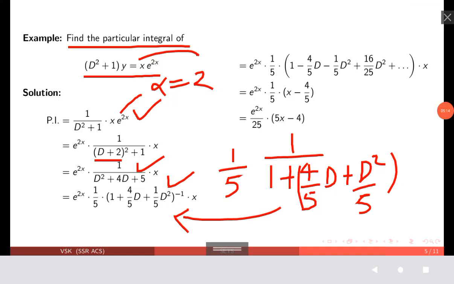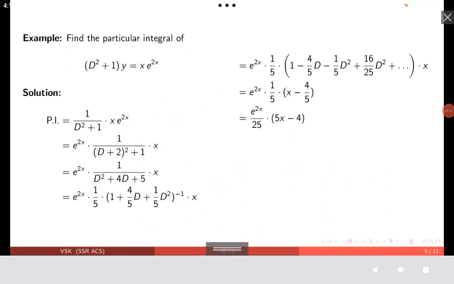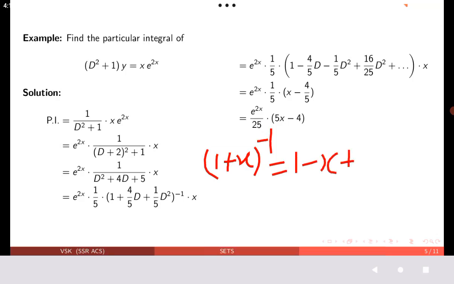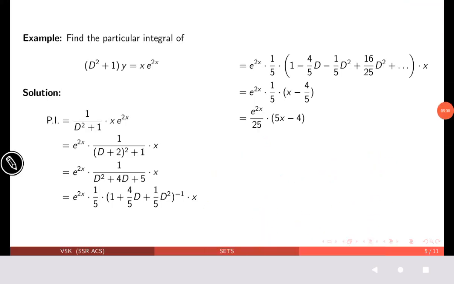And when we expand this using the formula which we have already seen, that whenever we have terms like 1 plus x to the power minus 1, this can be expanded as 1 minus x plus x square and so on. So using this formula, this is expanded and we get this expression.